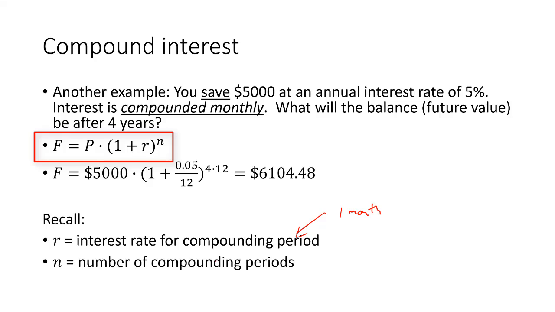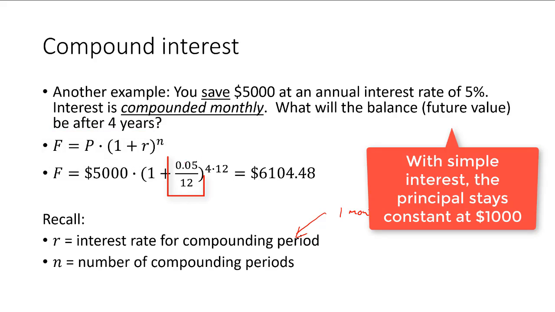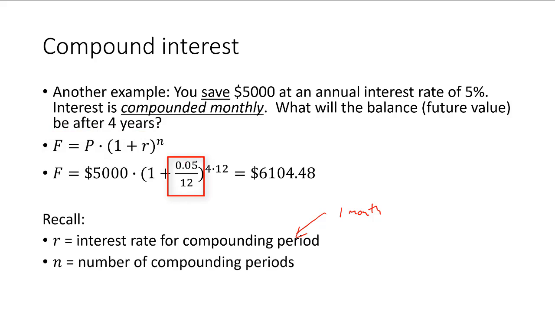So when we use this future value equation up here, we have to divide our annual interest rate of 5% by 12 because we need to get it down to the monthly interest rate, 0.05 divided by 12, and then we raise to N, which is the number of compounding periods. If we're considering 1 month to be our compounding period, we have to multiply 4 years times 12 months per year in the exponent here. And when we do that math, we get that $5,000 has earned about $1,100 in interest for a total future value of $6,104.